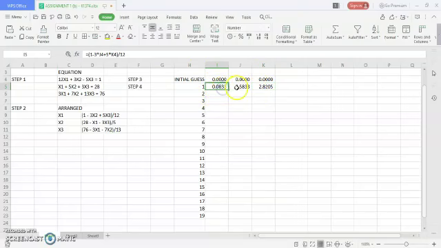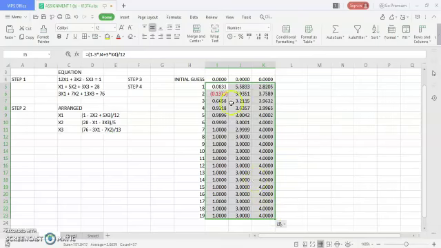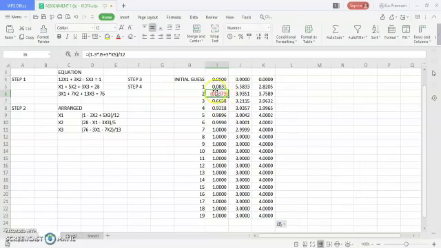Then here we can just drag it down to make things easier and to get the values for the next iteration that we have to do. So we can drag as many as we want, and then we got the values here. For WPS, it shows the negative value in red, so we know this is negative 0.1373.